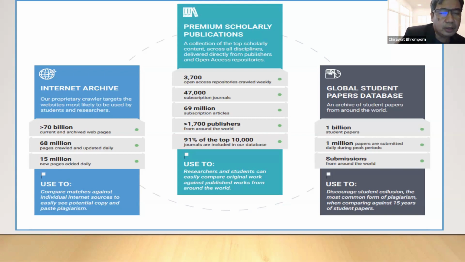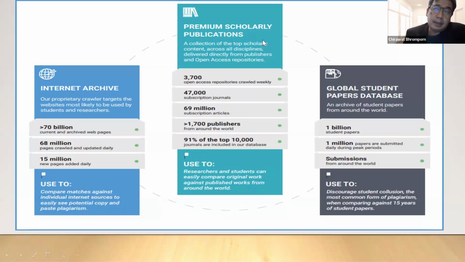So even if you take some sentence from a website that was posted last year, Turnitin will check back and maybe show you that, hey, this is not yours, you took this from this website. This is called the Internet Archive.